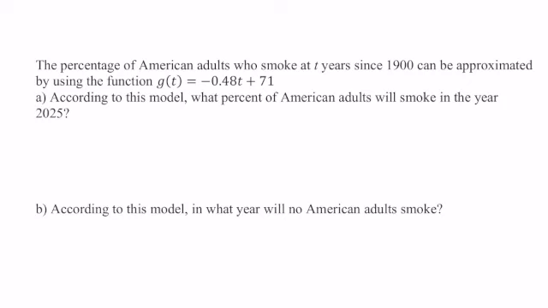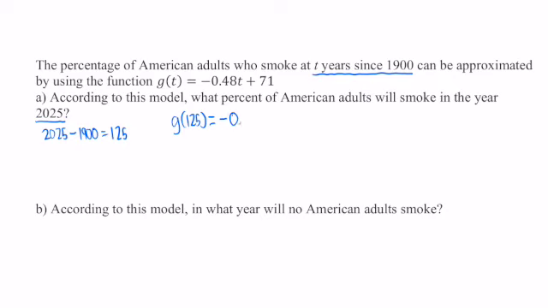year 2025? The mistake that a lot of students make is just plugging in 2025 for t, but t, as the problem indicates, is years since 1900. So for the year 2025, we need to figure out how many years that is after 1900 by calculating 2025 minus 1900. And we get that it's 125 years after our starting year of 1900. So here what we want to do is plug in 125 for t in our formula.